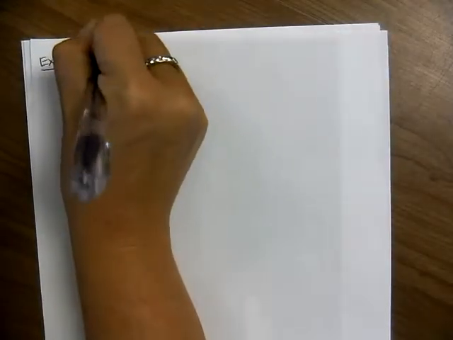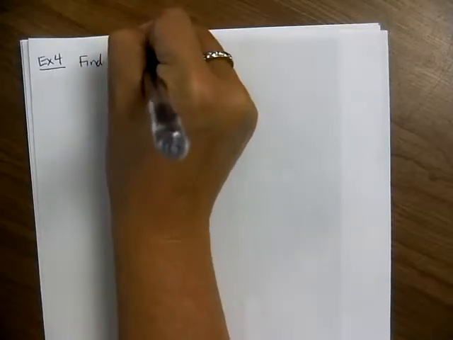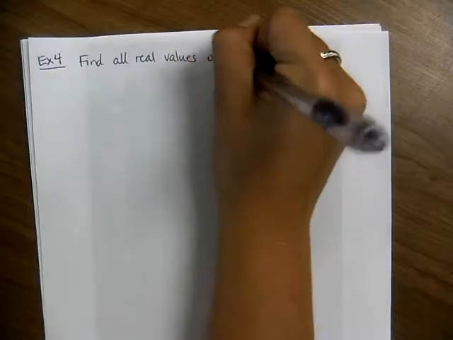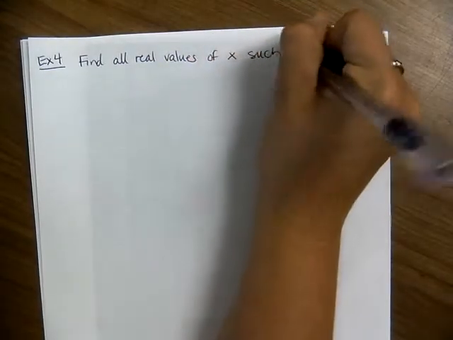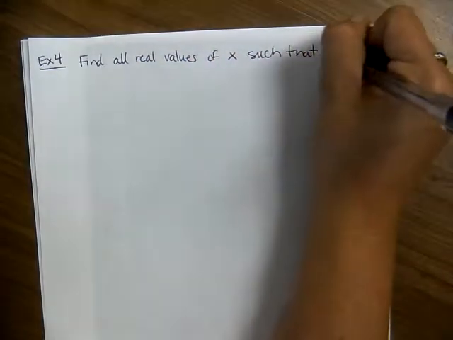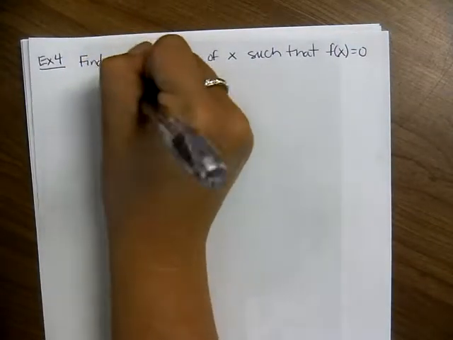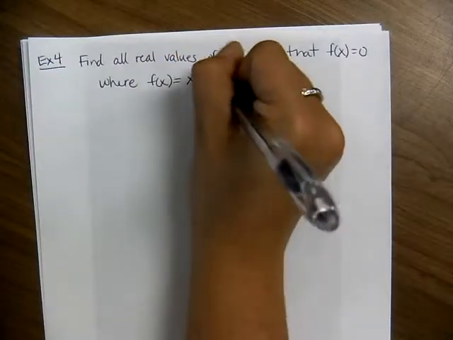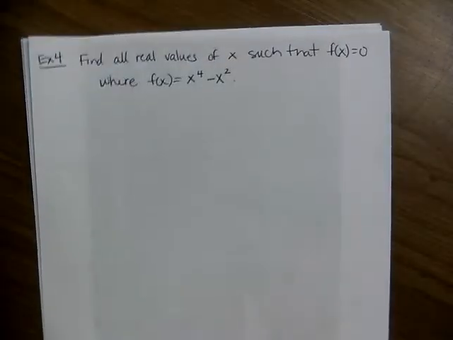So, going along with the function notation here, let's look at example 4. Find all real values of x such that f of x equals 0, where f of x equals x to the 4th minus x squared.